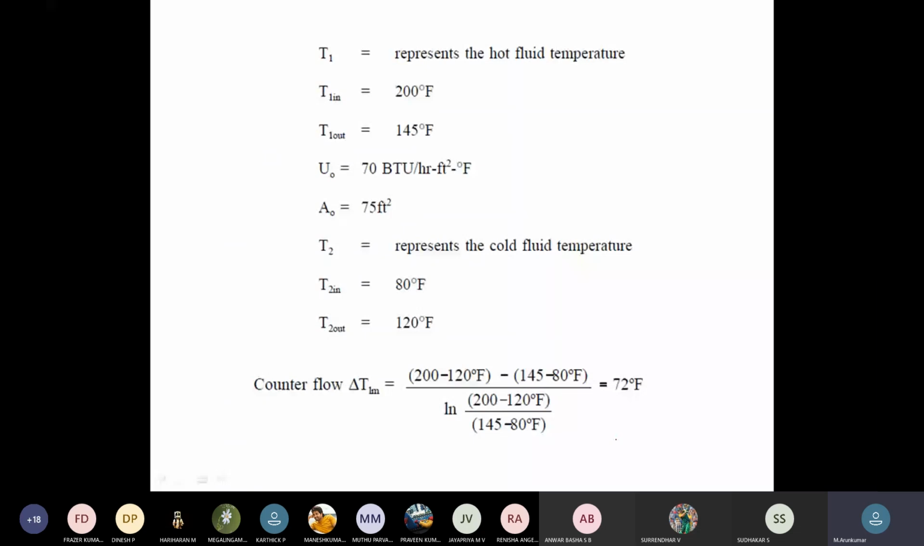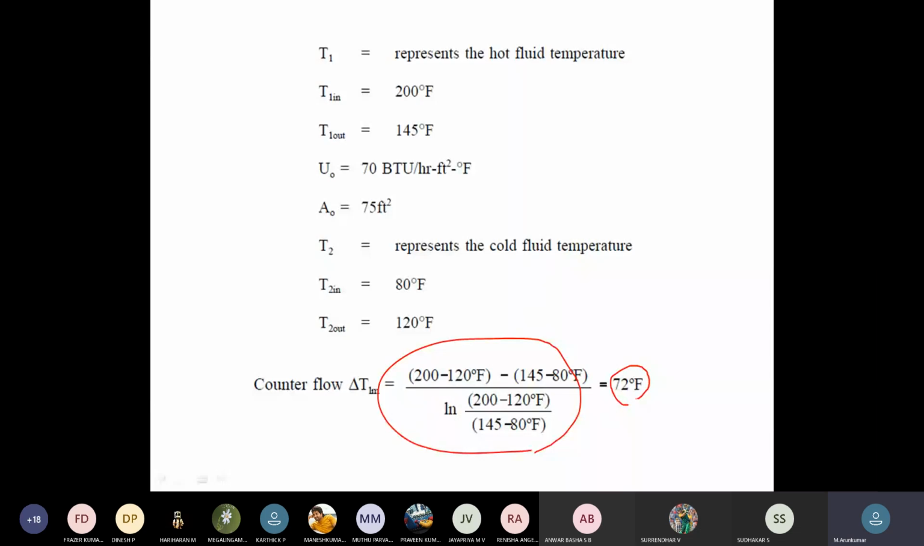So this is the given data. T1 represents the hot fluid temperature. T1 inlet is 200 degrees Celsius and T1 outlet is 145 degrees Celsius, U is given as 70 BTU, and A0 is given as 75 square feet. Then T2 is for the cold fluid. T2 in is 80 degrees Celsius and T2 out is 120 degrees Celsius. So if that is the case, the counter flow LMTD can be calculated with the equation. If you substitute the values, we can find the LMTD of the counter flow as 72 degrees Fahrenheit.